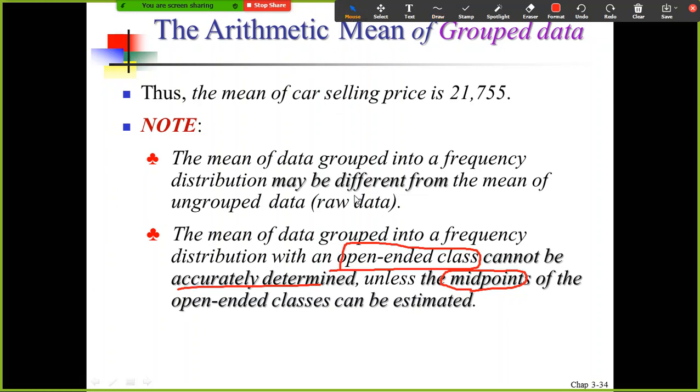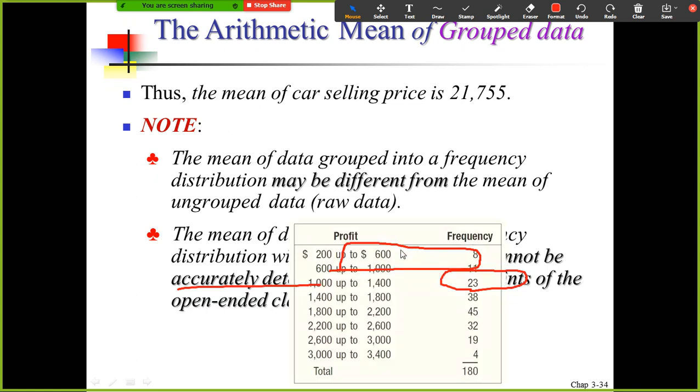So what does open-ended class mean? Suppose now I have grouped data. This is L1, H1, and so on up to the last class. How many classes? 1, 2, 3, 4, 5, 6, 7, 8. So L1, H1 up to L8 and H8. This is the class frequency for every class. This is not an open class; it's closed or limited, with a lower limit and a higher limit.